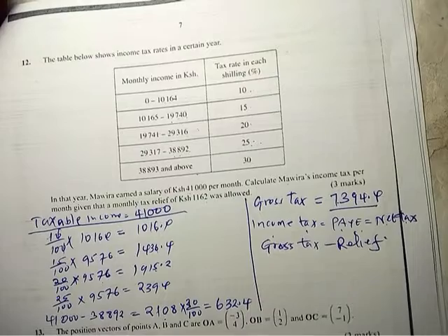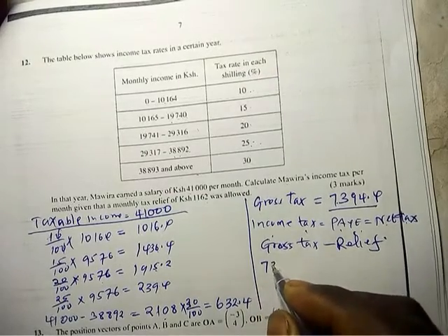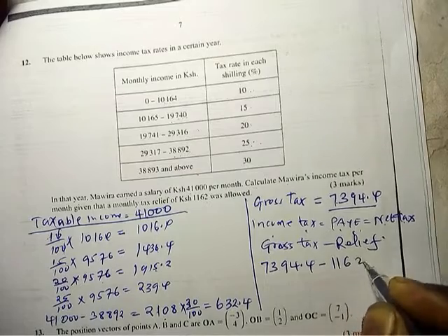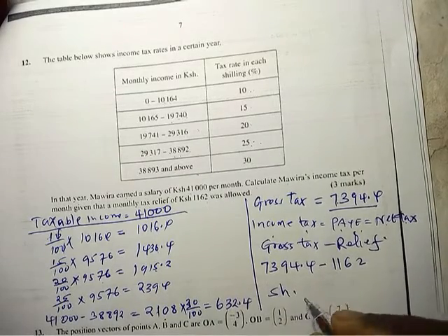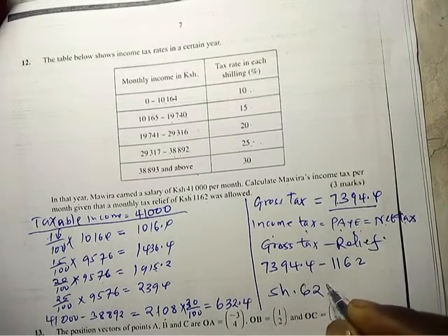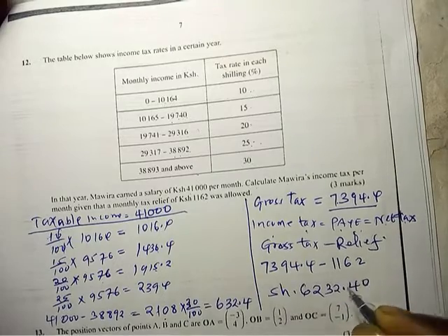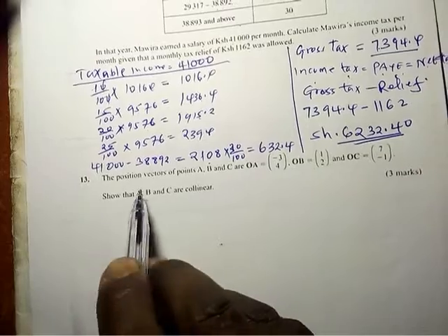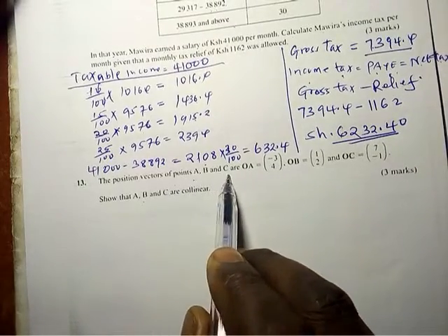Nilikwambia hesabu ni formulas. Now which is 73,94.4 minus 1162, and the answer in income tax will be 62,32.40 Kenya shillings.